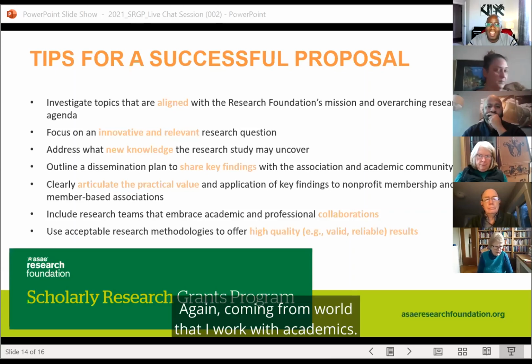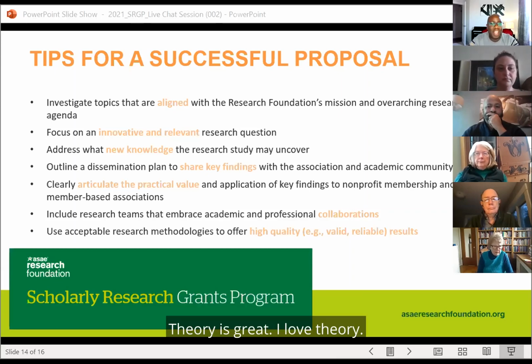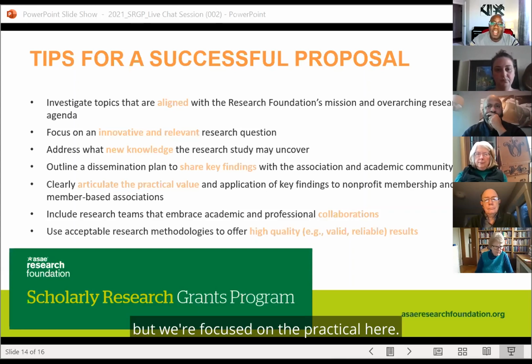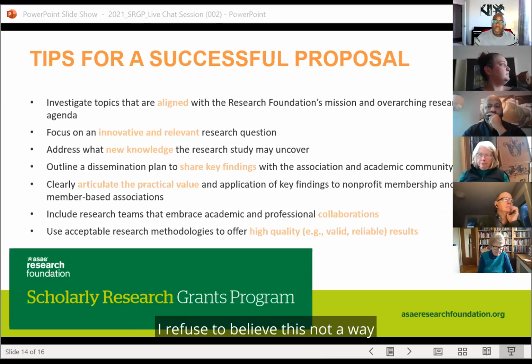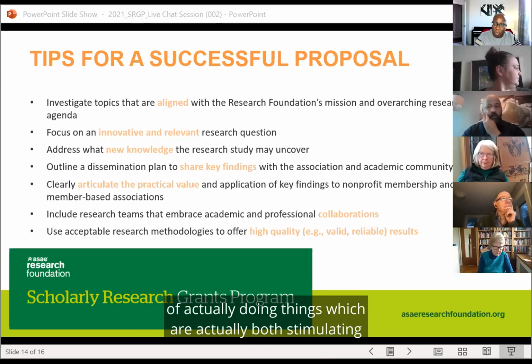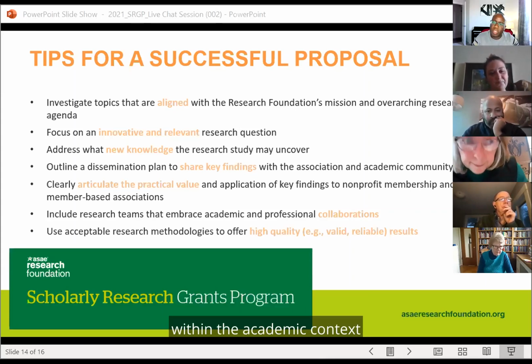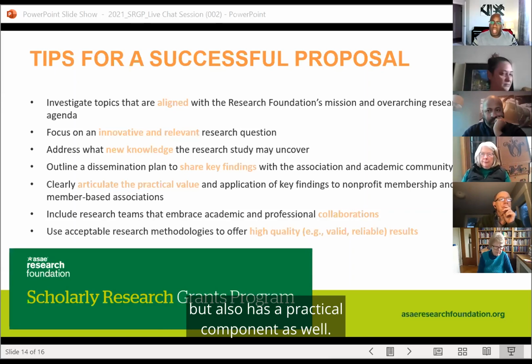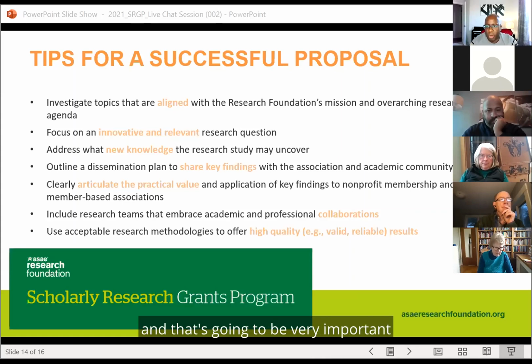Again, coming from a world where I work with academics, theory is great. I love theory. I think everybody does. But we're focused on the practical here. I refuse to believe there's not a way of doing things which are both stimulating from a theoretical standpoint, in terms of being useful within the academic context, but also have a practical component as well. So we're looking at things which bridge both of those, and that's going to be very important to a successful proposal.